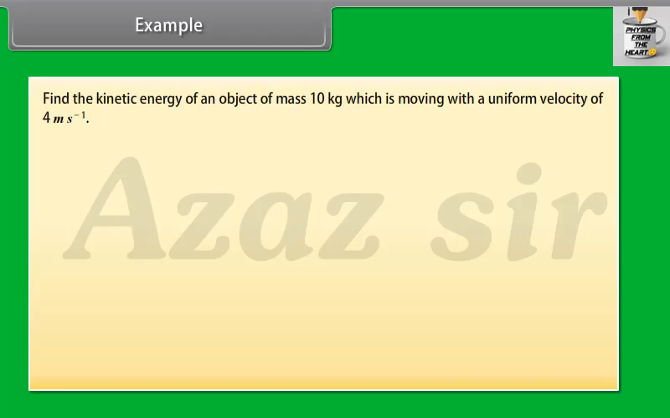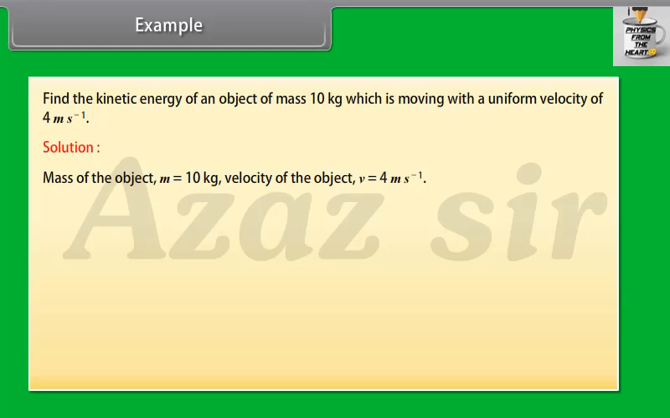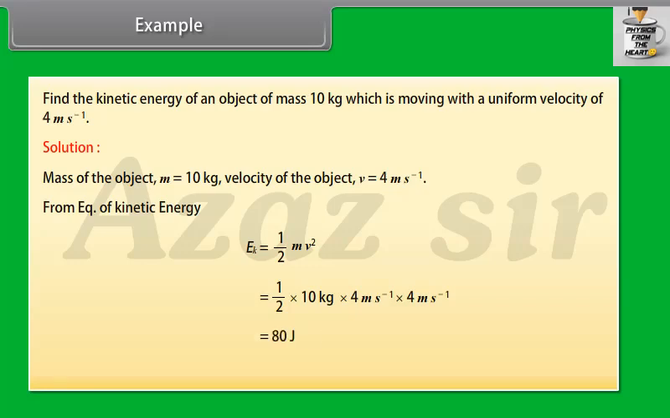Let's now find the kinetic energy of an object of mass 10 kg which is moving with a uniform velocity of 4 meter per second. Solution. Here mass of the object m is equal to 10 kilogram. Velocity of the object v is equal to 4 meter per second. From equation of kinetic energy we get 1 upon 2 into 10 kilogram into 4 meter per second into 4 meter per second, which is equal to 80 joules.